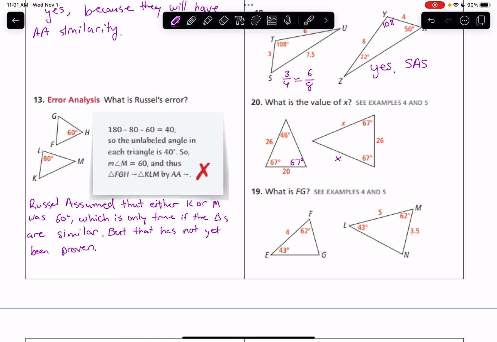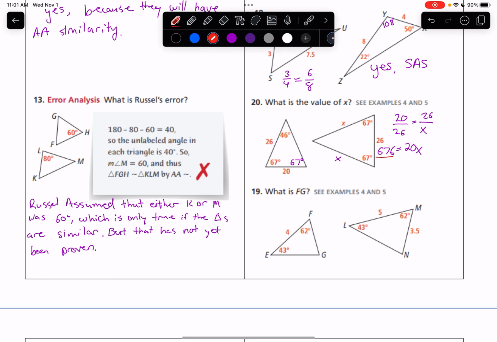And I can make a ratio because the bases of the triangles are 20 for the small one over 26 for the large one. And then if I'm using the side lengths of the triangles, there is 26 for one of the isosceles sides of the small triangle over x for one of the isosceles sides of the large triangle. Then I can just do cross multiplication. So 26 times 26 is 676 equals 20x. And then I'm going to divide both sides by 20.